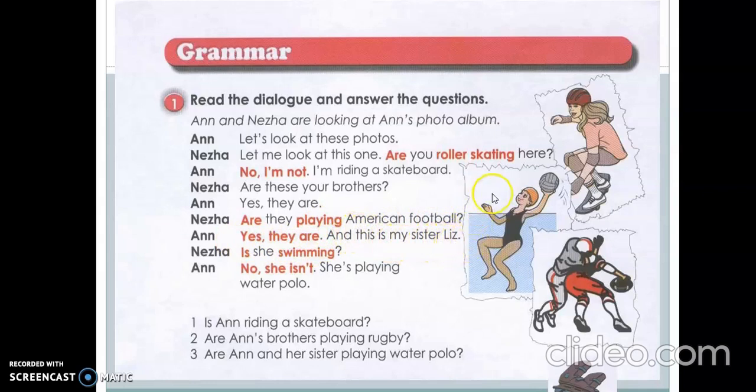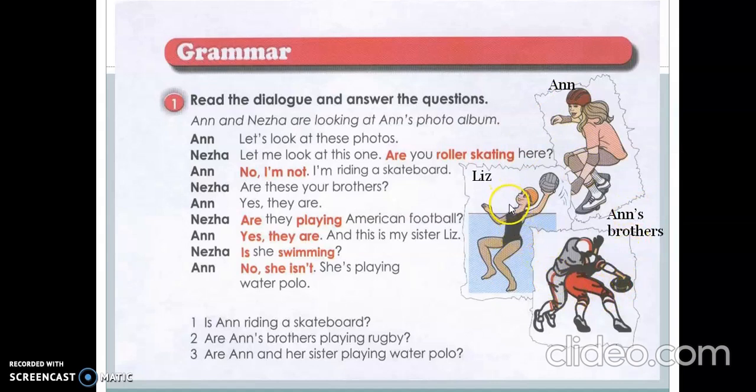So, picture number 1 is Anne. Picture number 3 is Anne's brothers. And picture number 2 is Liz. Again, picture number 1 is Anne. Picture number 3 is Anne's brothers. They are playing American football. And picture number 2 is Liz.